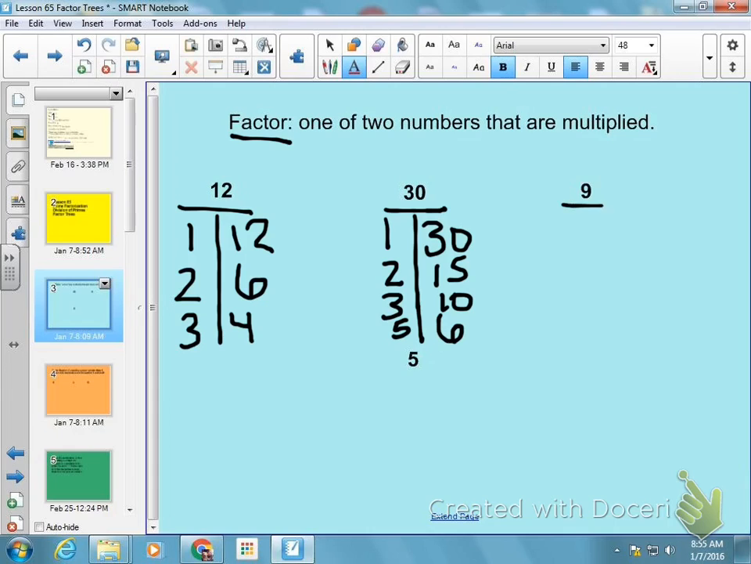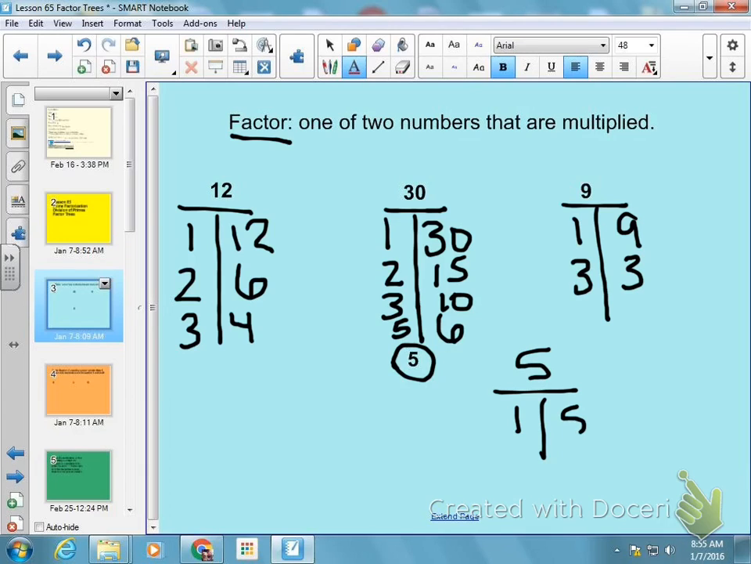My factors of 9 would be 1 and 9, because 1 times 9 is 9. Also, I'd have 3 and 3. So the factors of 9 will be 1, 3, and 9. Now, notice down here I have a 5. So let's look at our factors of 5. Factors of 5 would only be 1 and 5.